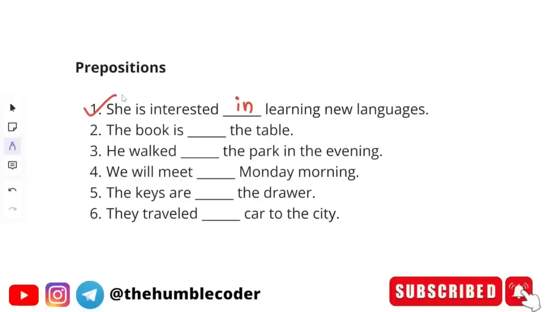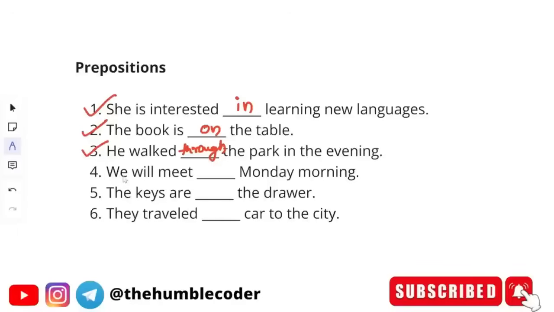Moving on to second question now. The book is dash the table. The correct answer is the book is on the table. Okay. Moving on to the next question. He walked dash the park in the evening. The correct answer will be he walked through the park in the evening.